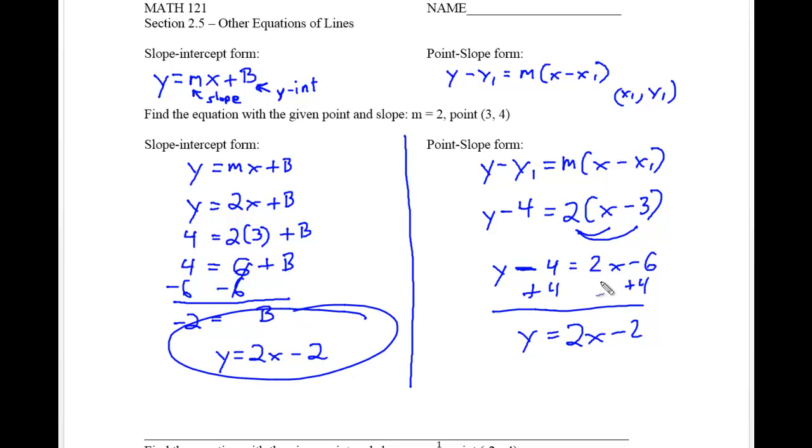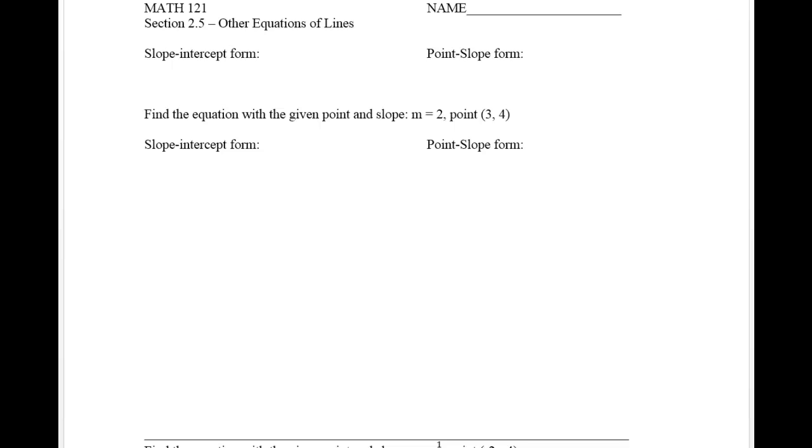So these are equivalent through the algebra that I just showed you, and you may decide, depending on what the book asks for, which format you're going to leave the problem in. So it's either going to be left in slope-intercept form or point-slope form. All right, moving on to the next example here.